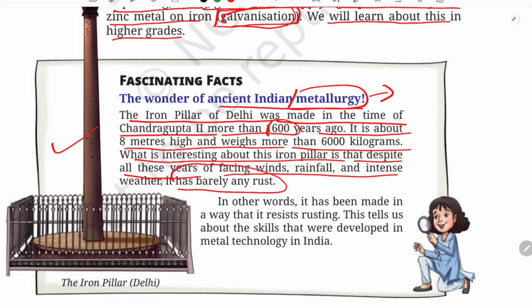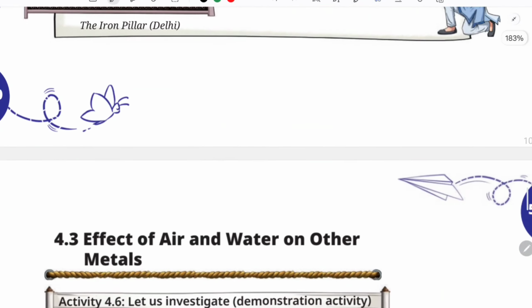That means this tells us about the skills that were being developed during that time in metal technology, yes or no? So they made this iron pillar in such a way that it prevents rusting. That means they have galvanized it properly, yes or no? In other words, it has been made in a way that resists rusting. So this tells us about the skills that were being developed in metal technology in India, as I have told you earlier. So I think this was clear.